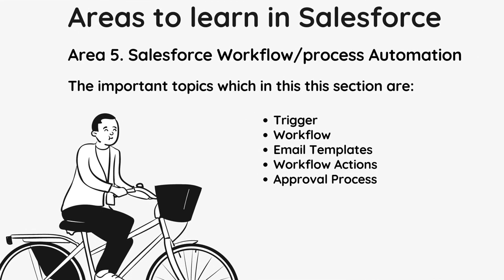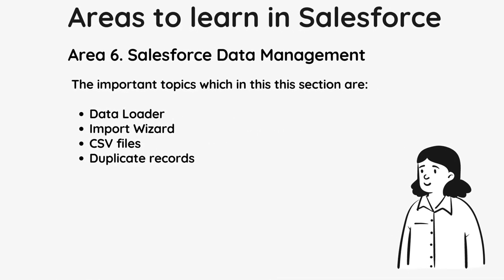Area 5. Salesforce workflow and process automation. The important topics in this section are: trigger, workflow, email templates, workflow actions, and approval process. Area 6 is Salesforce data management. The important topics in this section are: data loader, import wizard, CSV files, duplicate records.